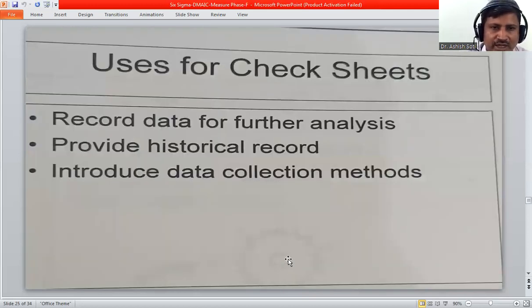You can use checklist, record the data for further analysis, historical records, and data collection method. Checklist is very important, and you have to get used to using a checklist. It's common sense basically to use the checklist.